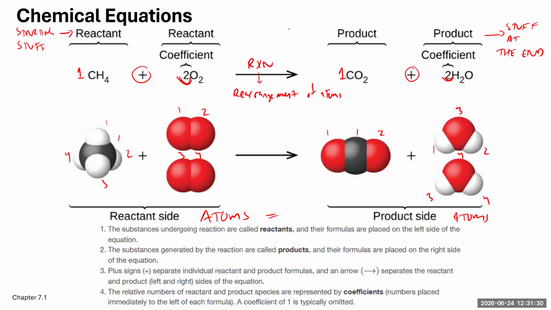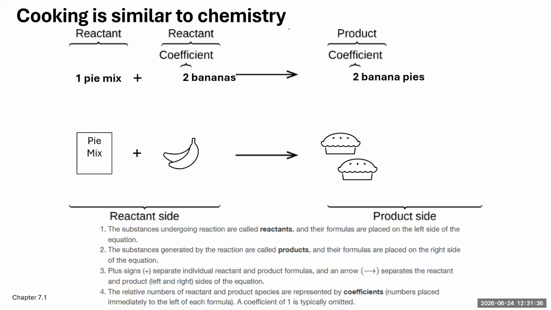We always have to have the same atoms on the reactant side and the product side, just like when you're cooking, right? If you start with pie mix and a couple bananas, and you make a couple banana pies, what if you had a couple apple pieces in there? Well, we can't have that. You didn't have apples in the beginning, so you can't have apples at the end. Just the same, if you had strawberries on the reactant side, what if your pie ended up with no strawberries? We can't do that. They have to have the same amount start to finish.